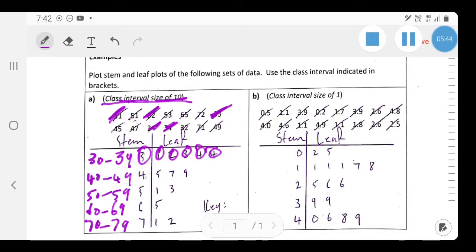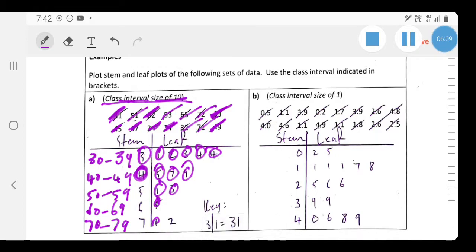All right, so the 40s, what do we have? 49, 47, and 45. So in order, that would be 45, 47, 49. So 45, 47, 49. And we carry on in this manner until all of our numbers are crossed off. And they've all been accounted for here.